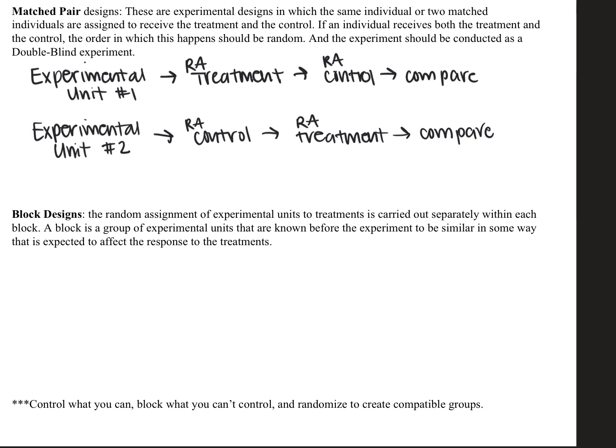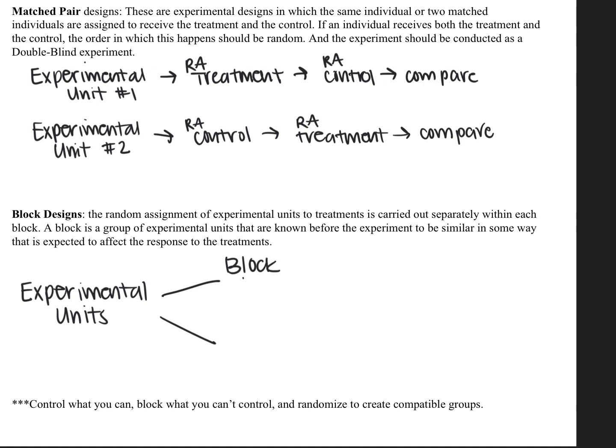Third one is a block design. What you do is you create blocks, and a block would be people who are similar to each other but not similar to people in the other block. And then you have a completely randomized design within that. So it's very similar to a completely randomized design. You start with your experimental units. They are not randomly assigned to the blocks, they are placed into the blocks.